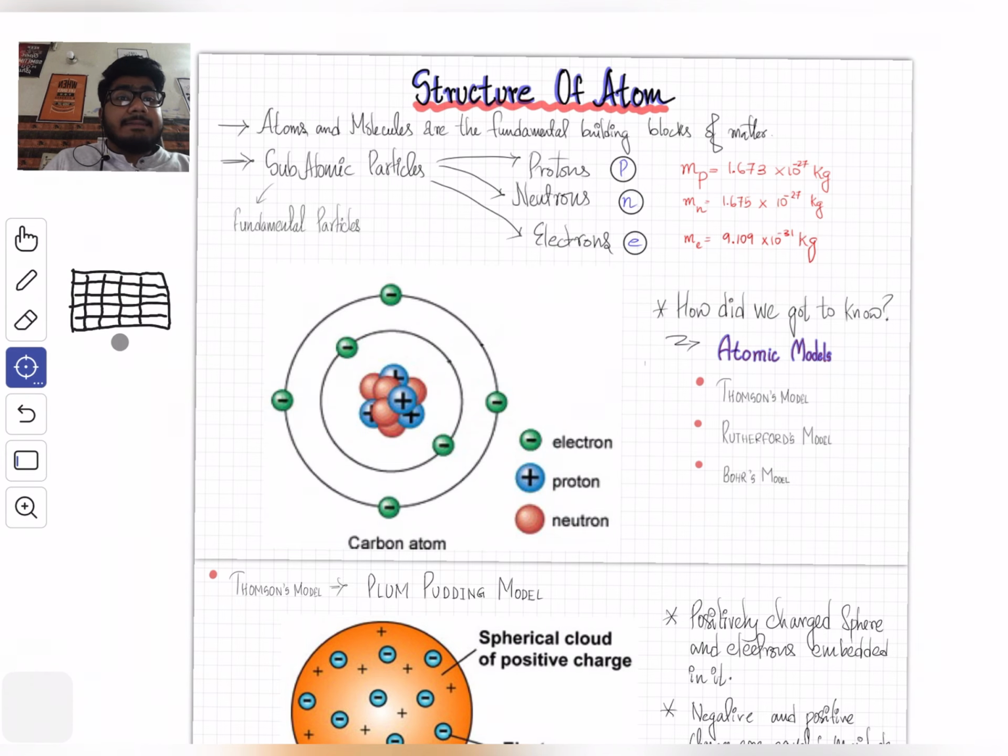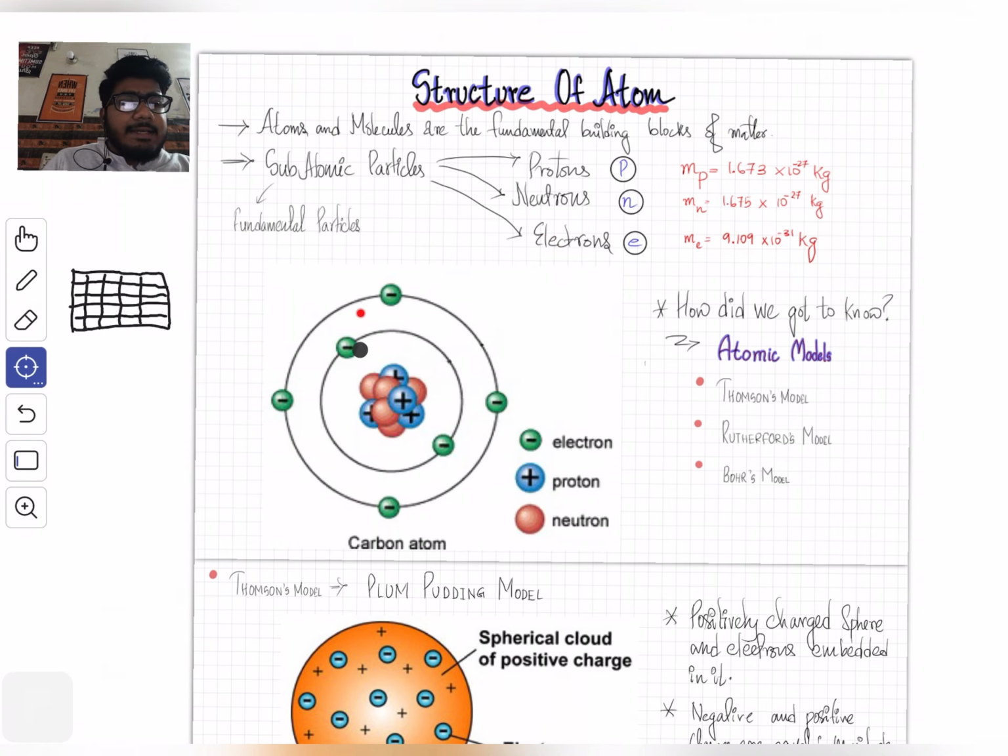Now we know that Dalton has said that atoms are indivisible. But is it so? When we study about electricity, we get to know that electricity flows through the flow of electrons. So to go with, we will discuss the subatomic particles, which are also known as the fundamental particles. They are the protons, neutrons and electrons. Protons are generally positive in nature, neutrons are neutral in nature, and electrons are negative in nature.